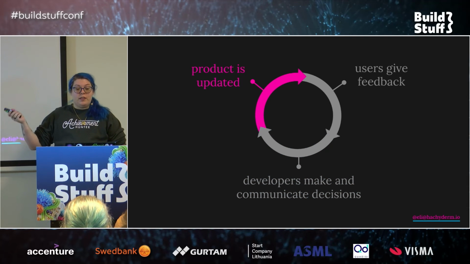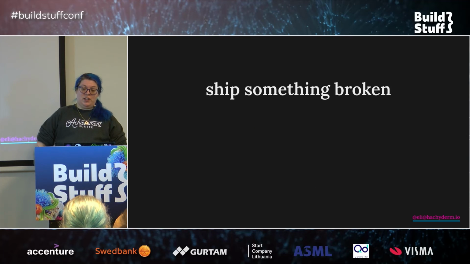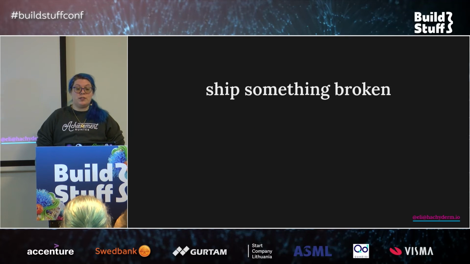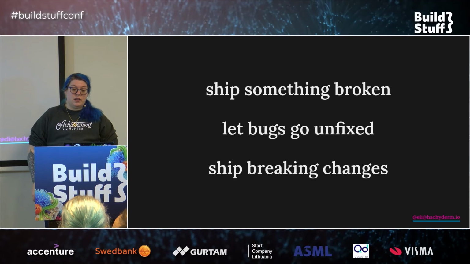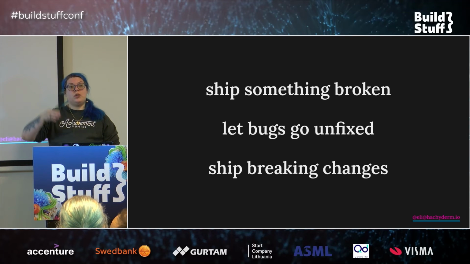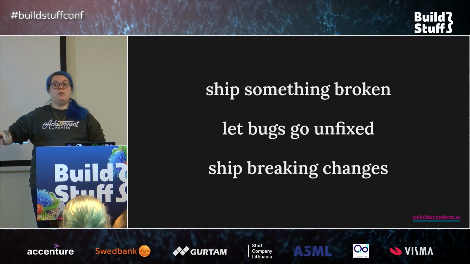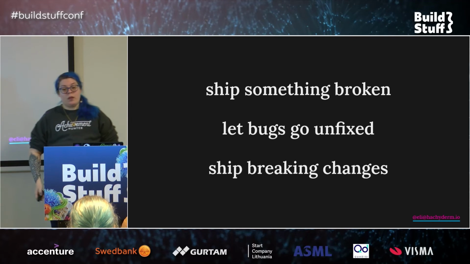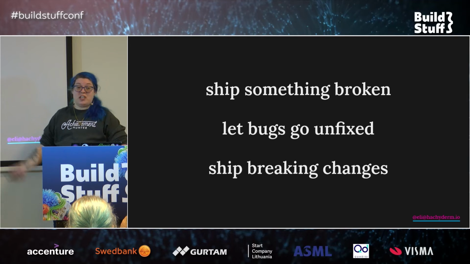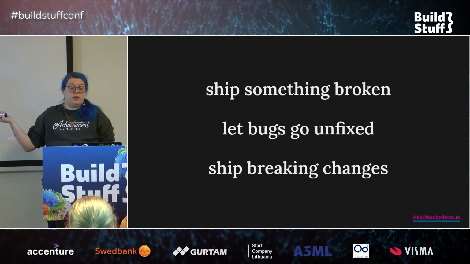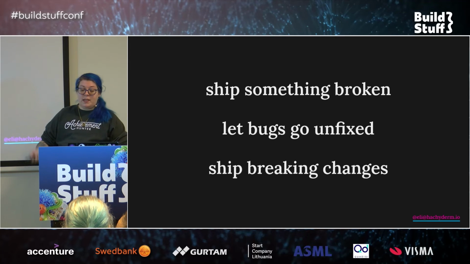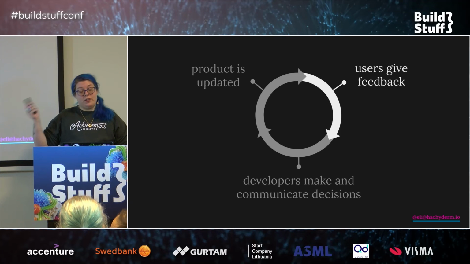So, things that can go wrong with updating a product. You ship something broken. You let bugs go unfixed after having shipped something broken, you ignore your users. Or you don't communicate back to people about having fixed their bugs. Or you ship something that is not broken, but it breaks people's workflow. You ship breaking changes. Don't do these things. This is just engineering stuff. I don't need to talk about this. We all know what this means. Don't ship bad stuff.